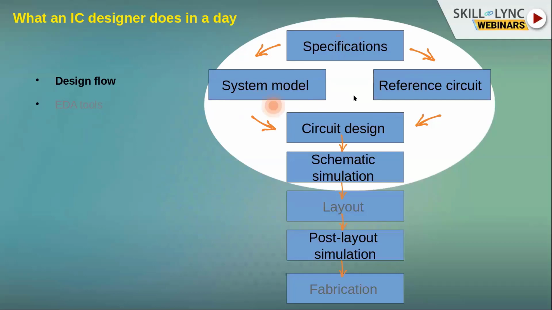Based on that, sometimes you will get a reference circuit to start with, or if there are no reference circuits, then you have to work on a system model where you will be using all ideal blocks, considering that the world is perfect. From that model, you will start designing the circuit and defining things. You will get the specs proper in this initial phase. Then with those specs in mind, you will start designing the circuit.